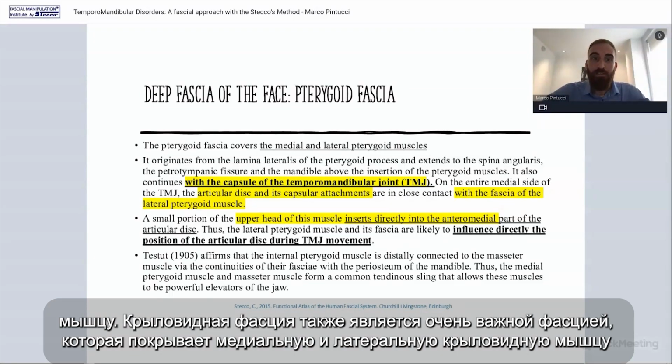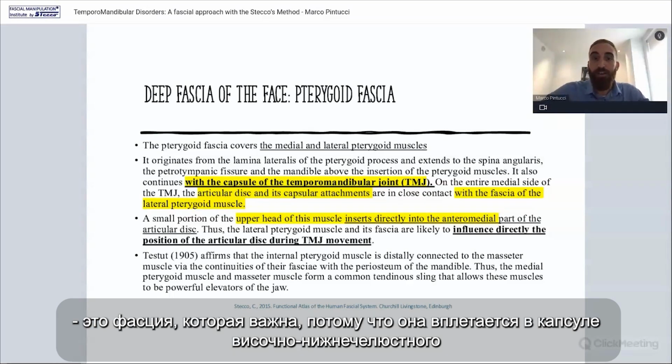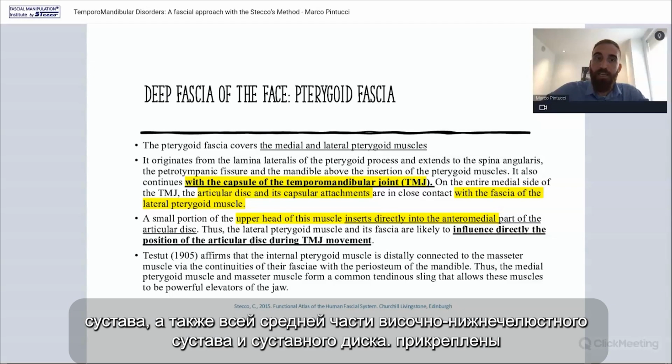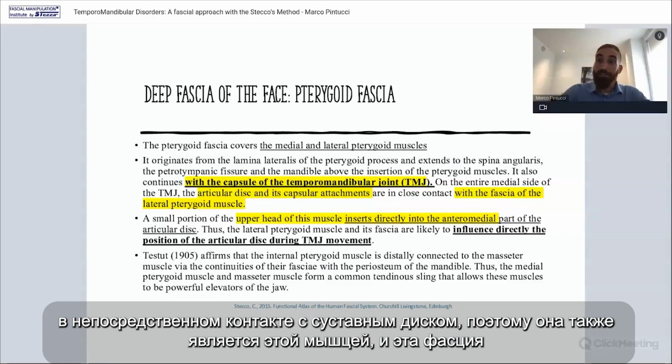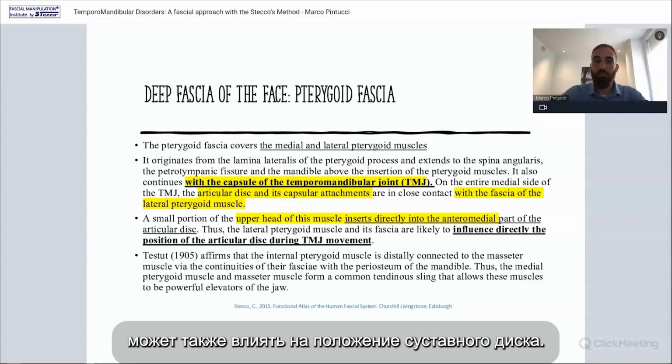The pterygoid fascia is also a very important fascia that covers the medial and lateral pterygoid muscle. It's important because it's in continuity with the capsule of the temporomandibular joint, and the entire medial side of the TMJ and the articular disc are attached with the fascia of the lateral pterygoid muscle. Another area is in direct contact with the articular disc, so it's thought that this muscle and this fascia of the pterygoid muscles can also influence the position of the articular disc.